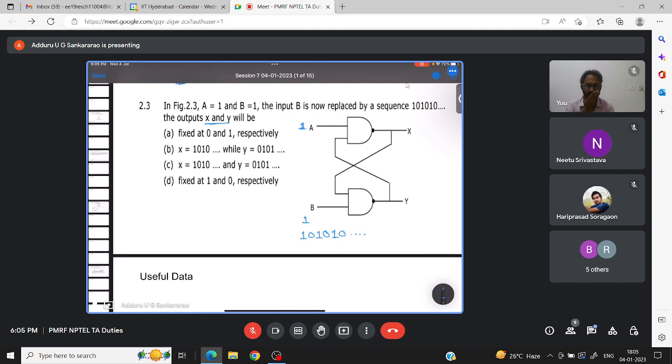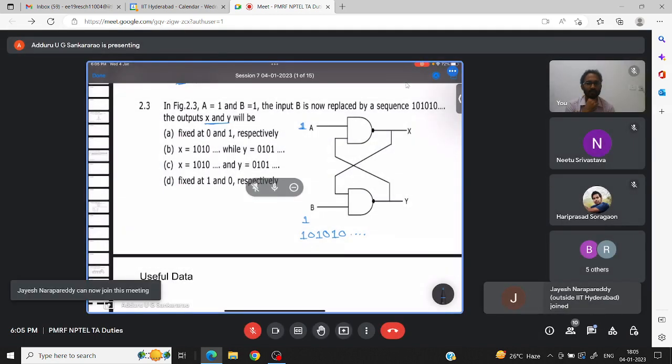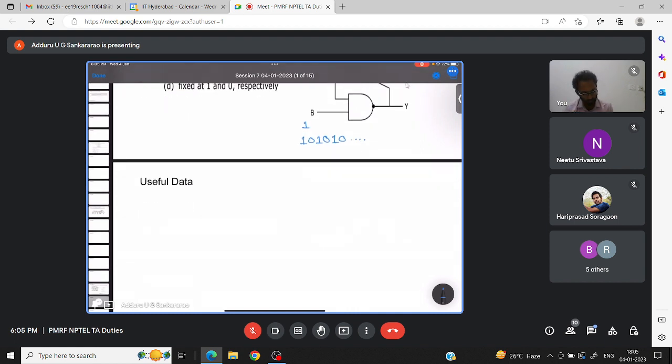Actually, if we want to select one option from the given ones, something needs to be given. Which gate responds faster? Two gates are there, right? So, which gate responds faster? That needs to be given. You might have studied about the propagation delay of a gate. This you might have studied, right? Propagation delay of a logic gate.